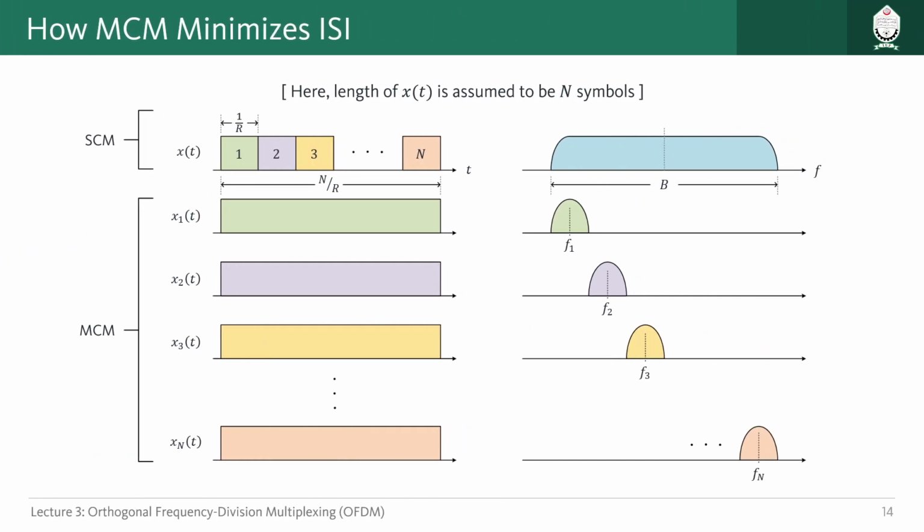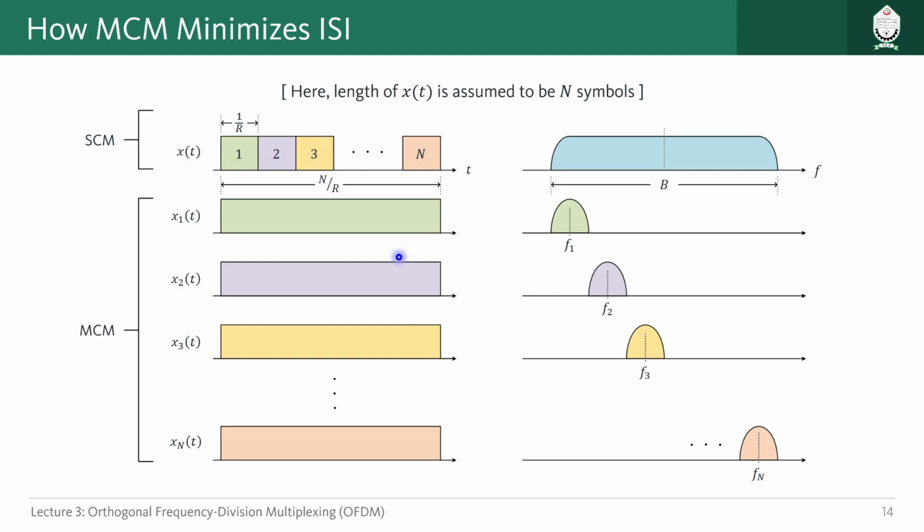Now finally let us discuss how multicarrier modulation actually minimizes intersymbol interference. So here in this figure you see the first row basically graphically represents our single carrier modulation. Here the length of x of t is assumed to be n symbols. So the total length of our x of t is n symbols, starting from 1, 2, 3 up to n symbols we have x of t.